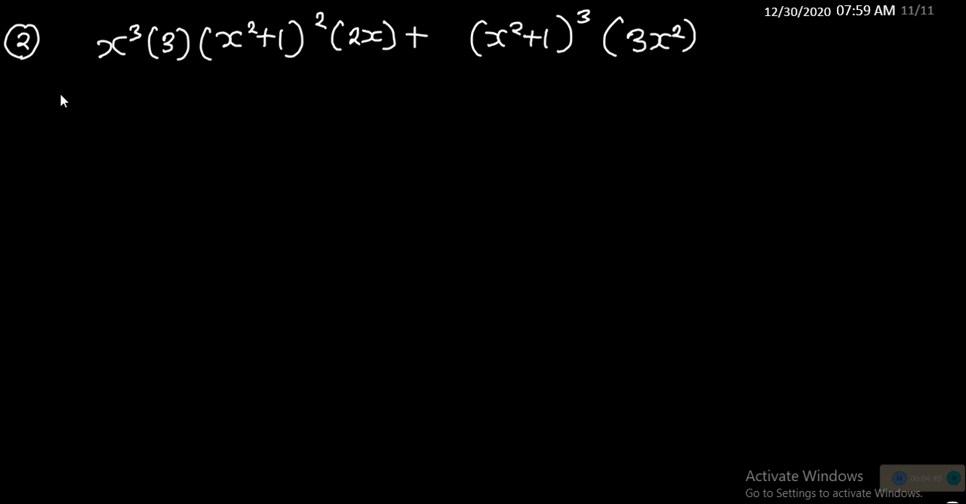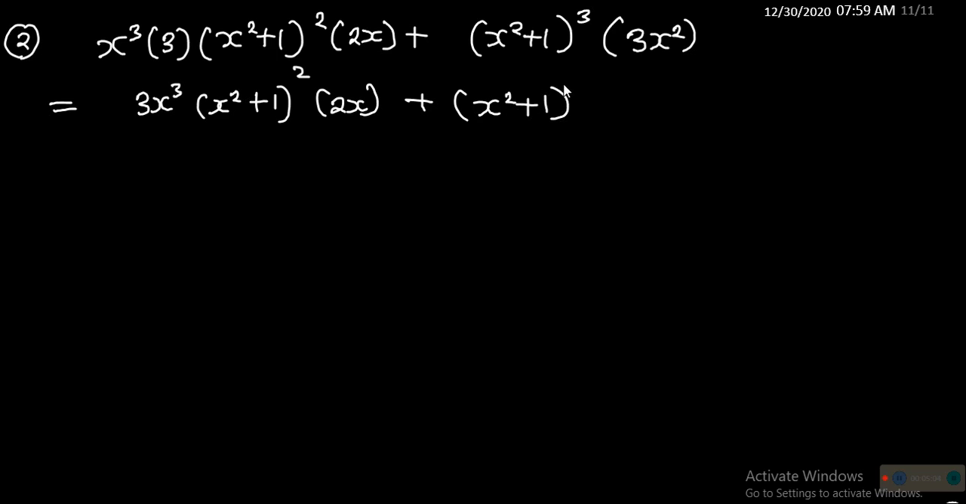So follow the previous steps we used in factoring the first one. Factor out the common factors. So here we can multiply this out. 3x cubed into (x squared plus 1) squared into 2x, plus (x squared plus 1) raised to the power 3 into 3x squared.